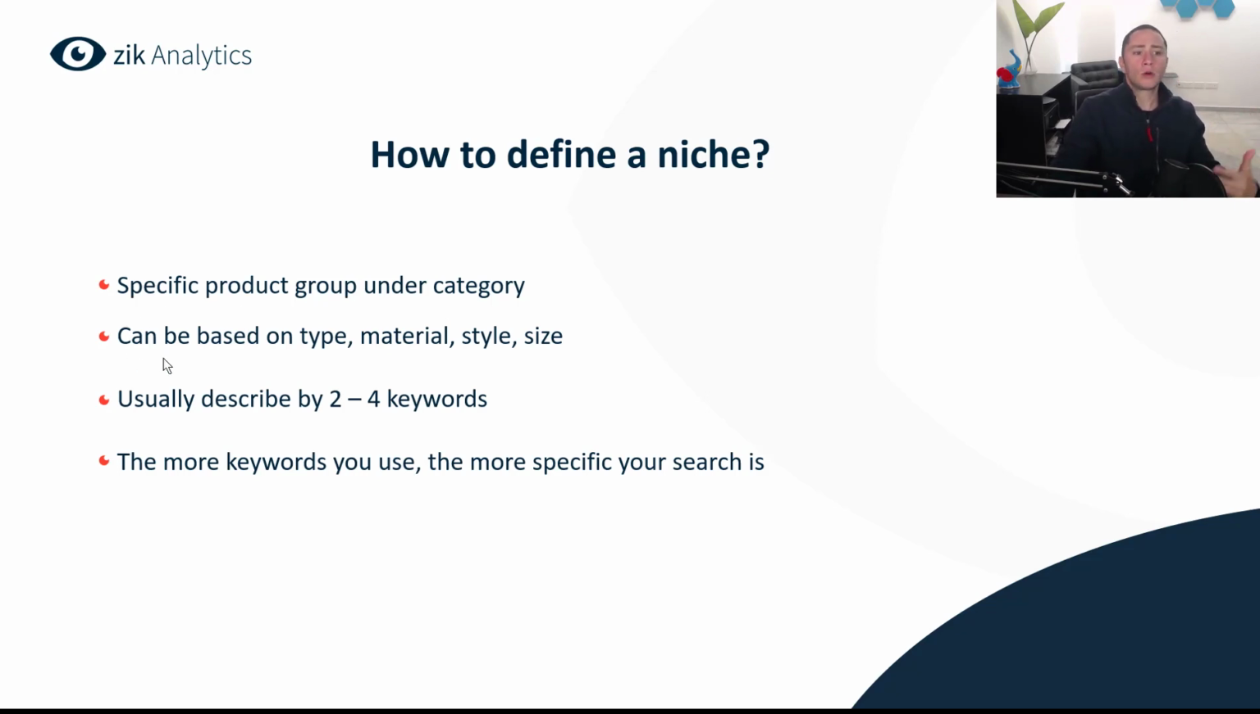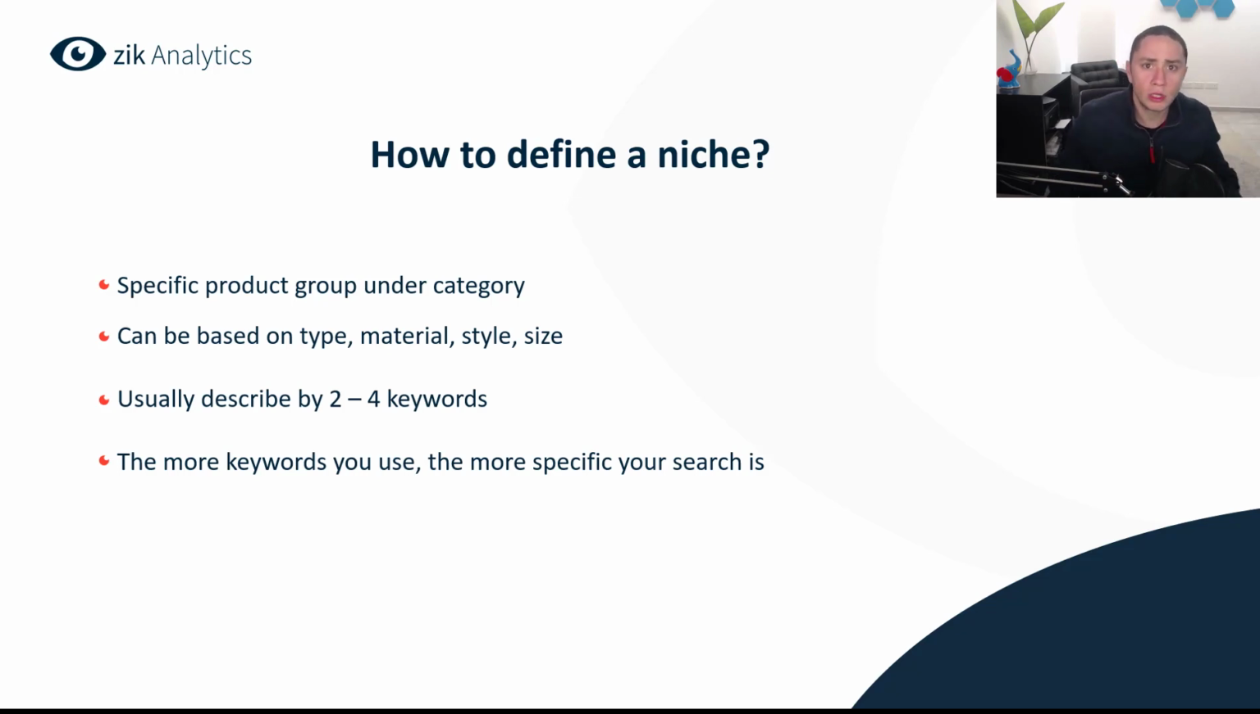Niche can be based on type, material, style, size, and so on. For example, if we're talking about the smartphone accessories category, and within the smartphone accessories there are cases for iPhone, a specific niche can be a leather case for iPhone, or a leather case for iPhone 8 or iPhone X, and so on. Now, you have to remember, a niche is usually described by 2 to 4 keywords, okay?